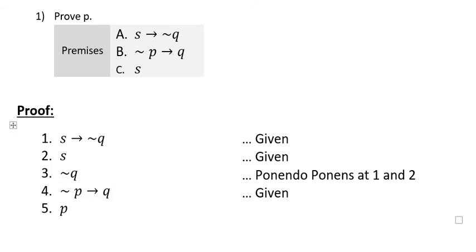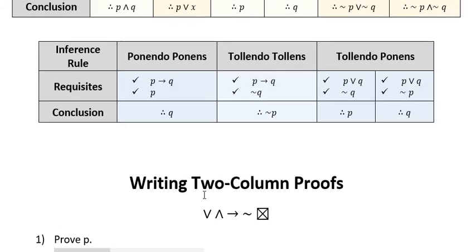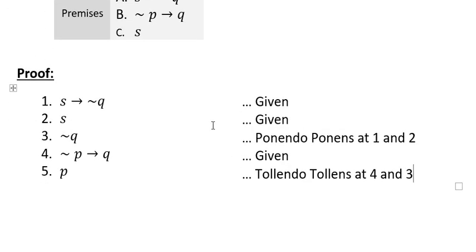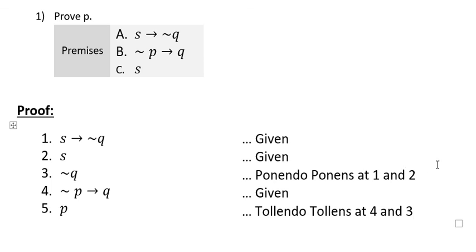Now how can you say that? I just explained it. I used tollendo tollens with steps 4 and 3. You could say 3 and 4, it doesn't matter. I have a way of trying to put the requisites in order, but that's kind of my thing. You can put 3 and 4 like a normal person does.